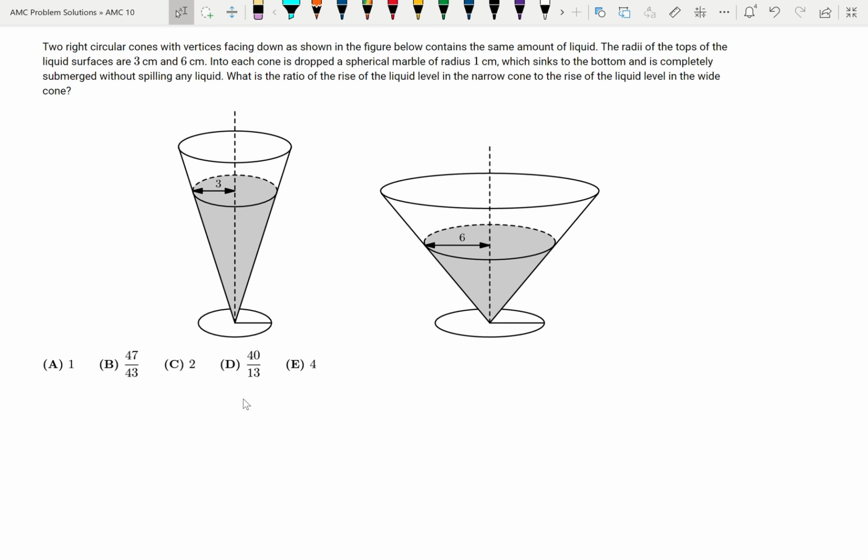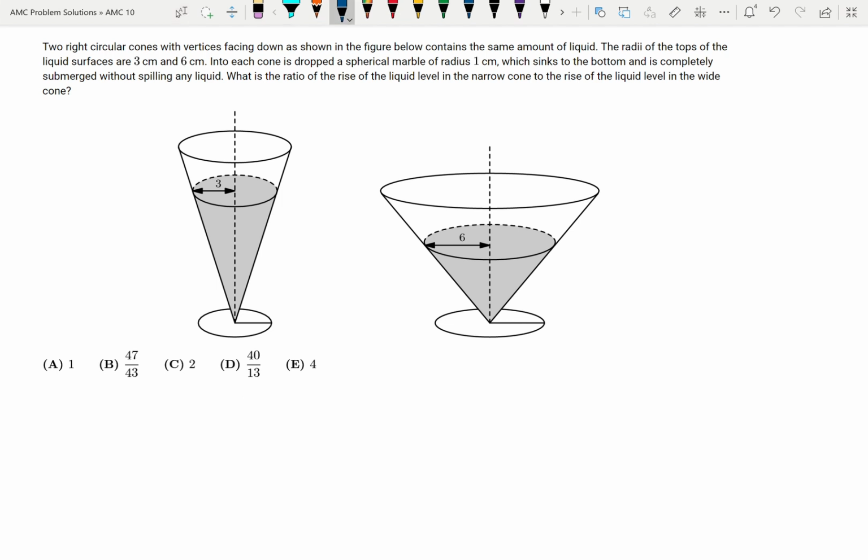Two right circular cones with vertices facing down as shown in the figure below contain the same amount of liquid. The radii of the tops of the liquid surfaces are 3 centimeters and 6 centimeters. Into each cone is dropped a spherical marble of radius 1 centimeter, which sinks to the bottom and is completely submerged without spilling any liquid. What is the ratio of the rise of the liquid level in the narrow cone to the rise of the liquid level in the wide cone?